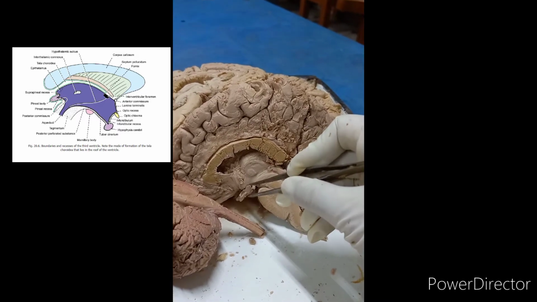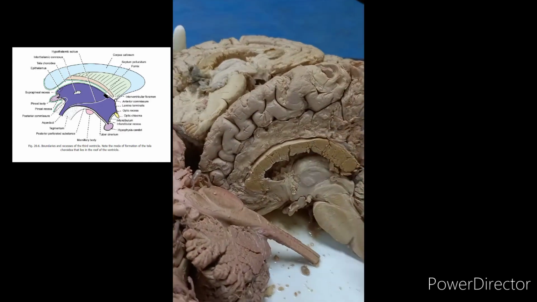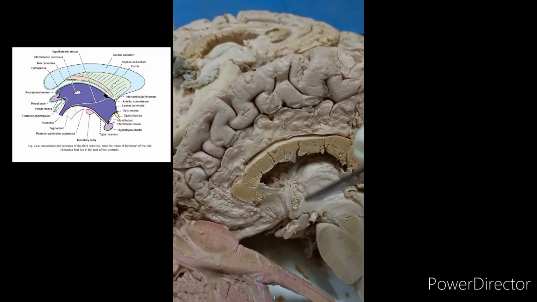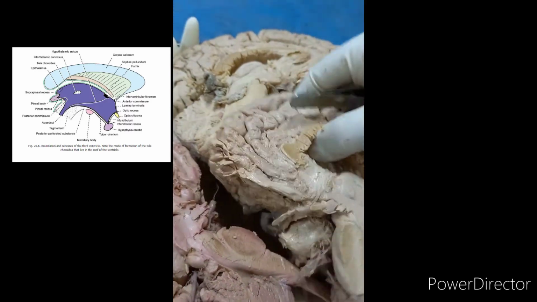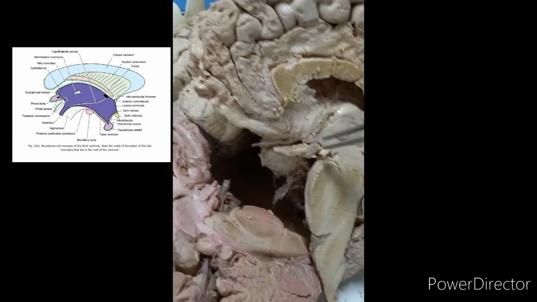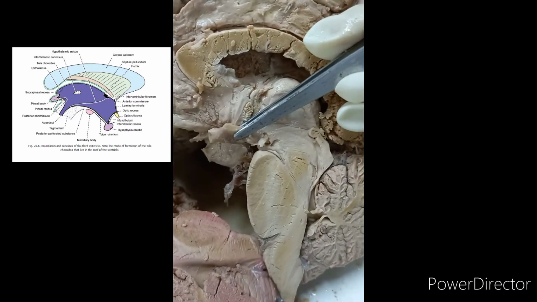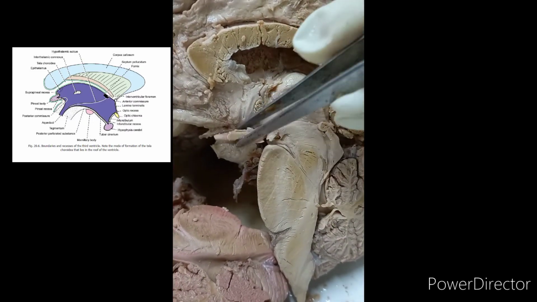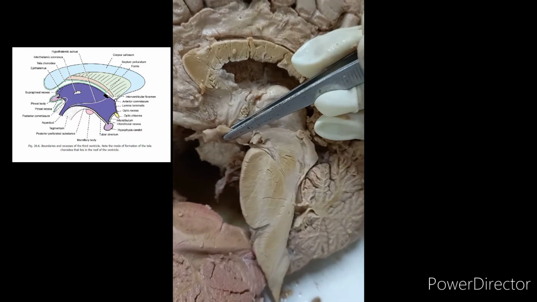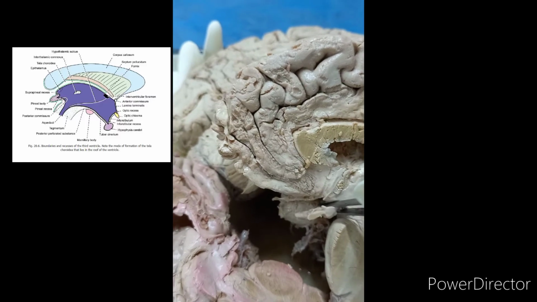So, in the floor, from before backwards, we will get the optic chiasma. Let's see the structure a bit carefully. This is the optic chiasma. You can see, this part is the optic chiasma. Then we will get the tuber cinereum.